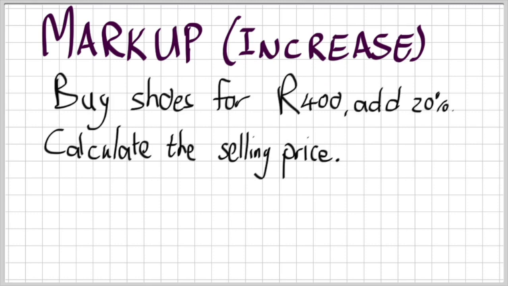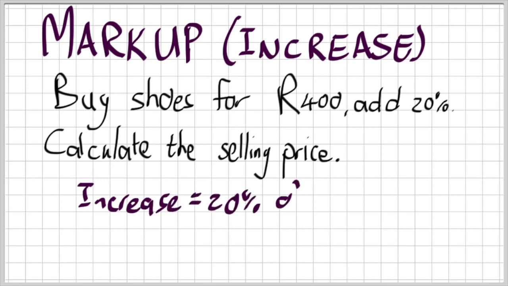So if I look at the sum, I'm asking you, you buy shoes for 400 Rand and add 20%. This could be you are reselling it, for instance. Calculate the selling price. So what do I need to calculate? I need to calculate the actual increase. What will be the increase?